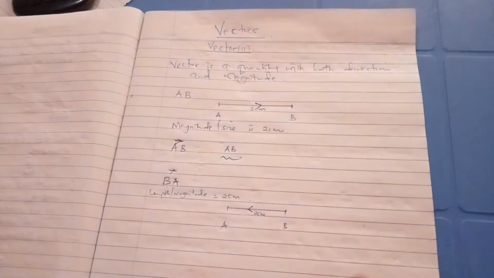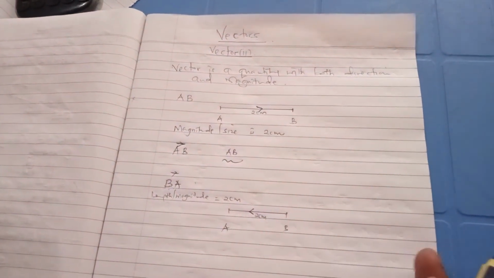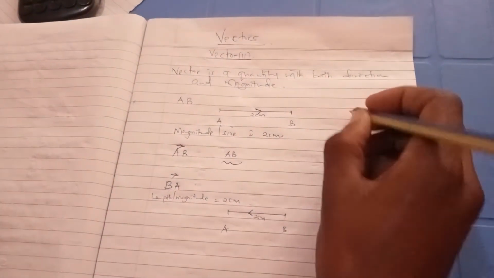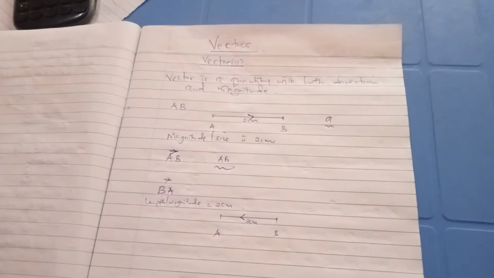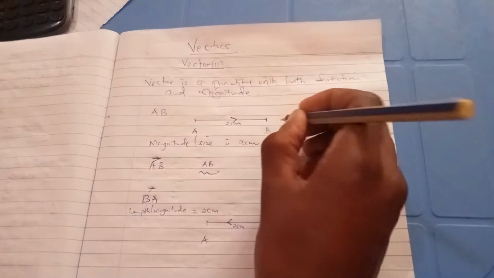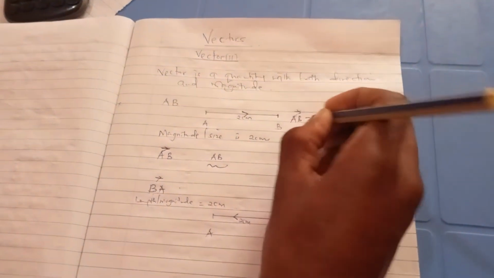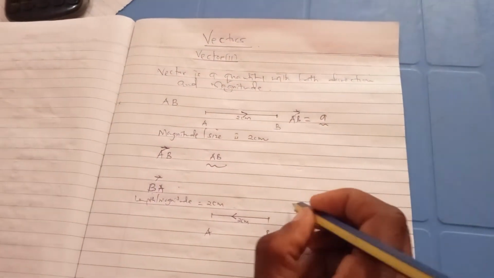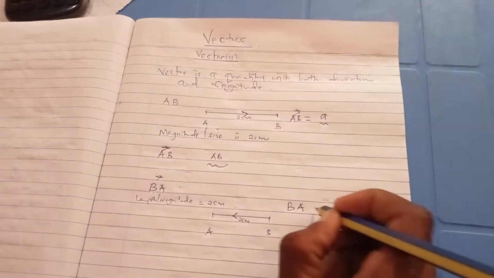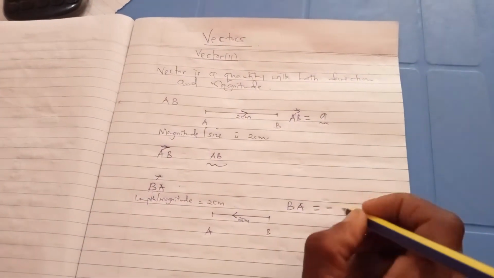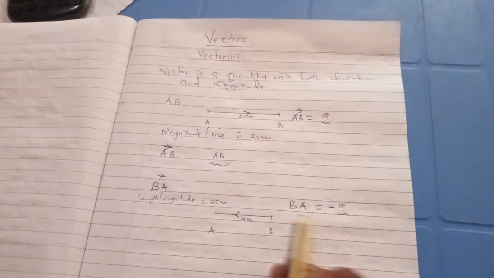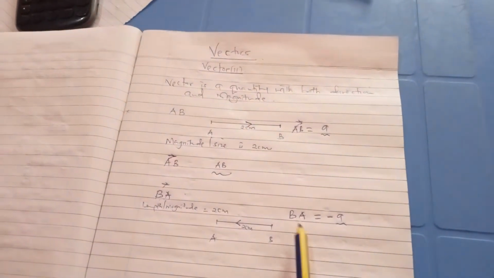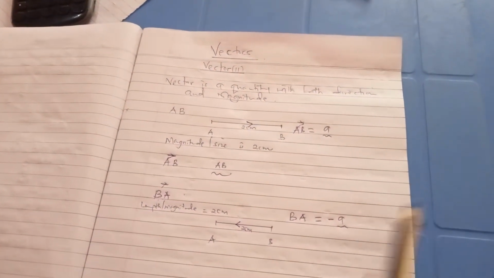Also, we normally denote or represent vectors by small letters. For example, you can say vector AB is represented by a. That means if vector AB is given by a like that, then vector BA will be negative a. This negative indicates direction. The direction has changed. You are no longer moving from A to B, but B to A. So this is very important.